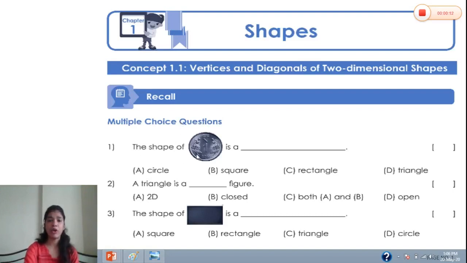The shape of a coin is a. Here options are given. Option A, circle, B, square, C, rectangle, D, triangle. Students, you can see that the coin is in a round shape. So what is the correct answer? Yes, very good. It is a circle.